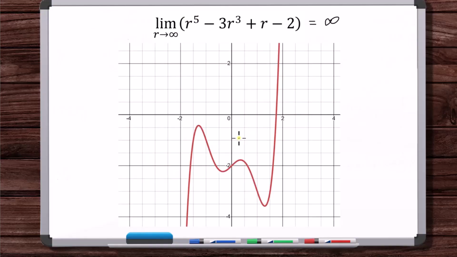So there you go. As r goes to infinity, you can see we're not even at r equal to 2 yet, and r to the 5th is already starting to take over. Imagine as r goes to infinity. And it's the same idea as r goes to negative infinity. You just think about, okay, negative infinity to the 5th is negative infinity. So this is ballooning to negative infinity.